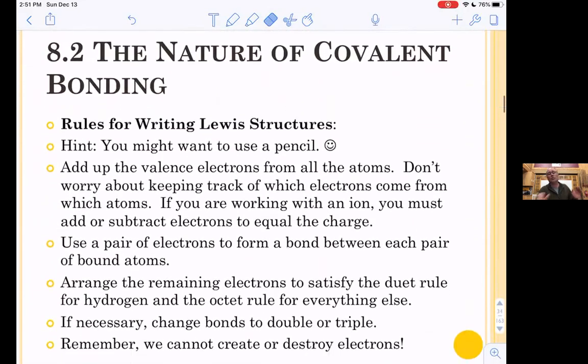So there are some rules for writing Lewis dot structures. Now, we did that already with the individual atoms, but when you're doing multiple atoms, it's a little bit different. You're going to want to use something that you can erase, because you're going to make mistakes. Even when you're not making mistakes, the procedure for figuring out what you need to draw will require erasing. So make sure you have a pencil when you're doing this.